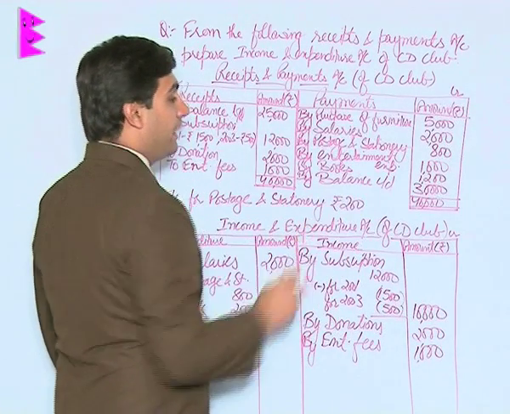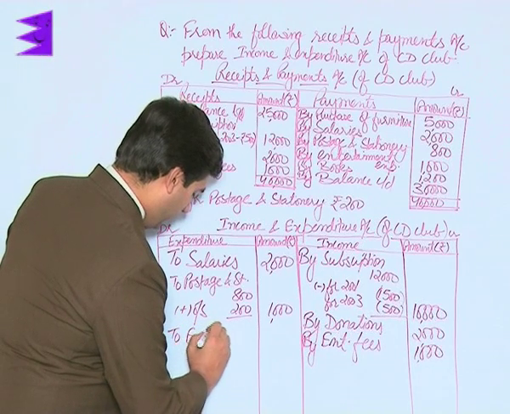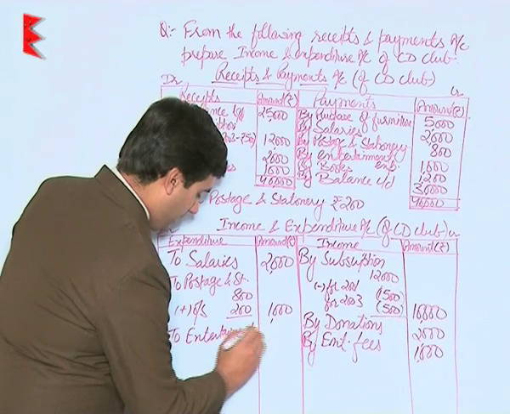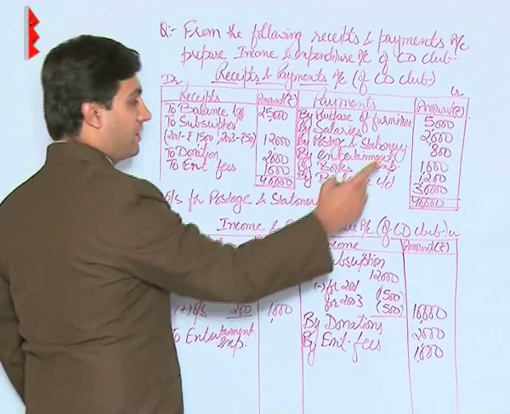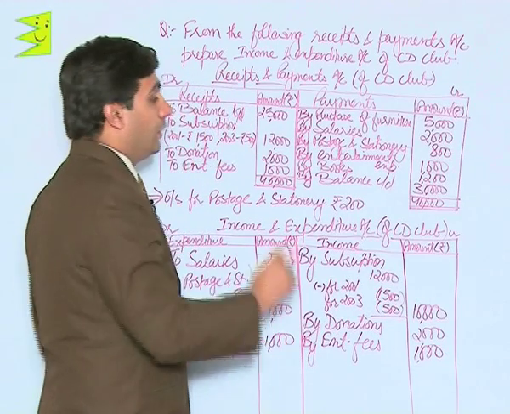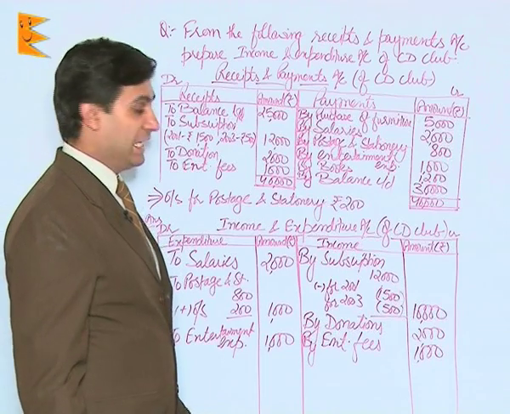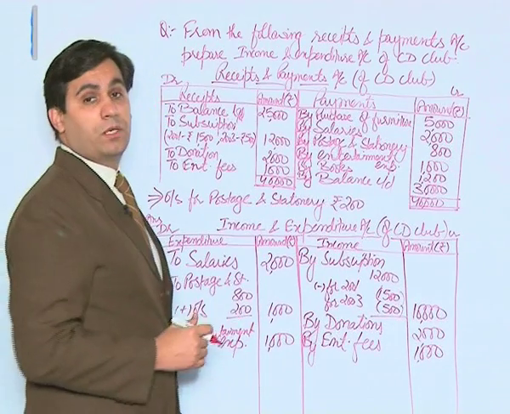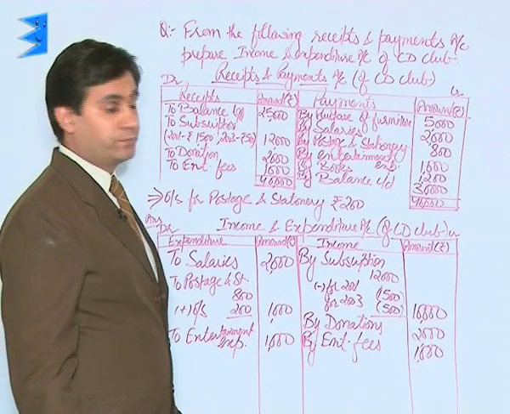Then we have entertainment expenses. To entertainment expenses, and this is given to be 1,000. Books in any case would be considered to be your assets, hence would not be recorded here. Lastly, balance carried down represents the closing balance of cash, so it would not be recorded here.